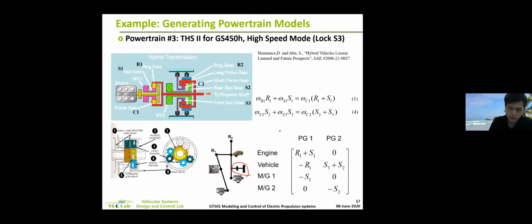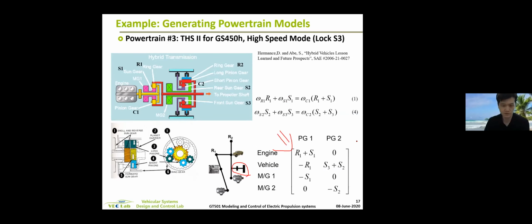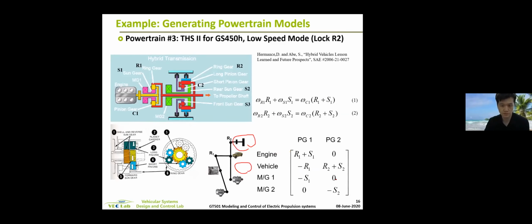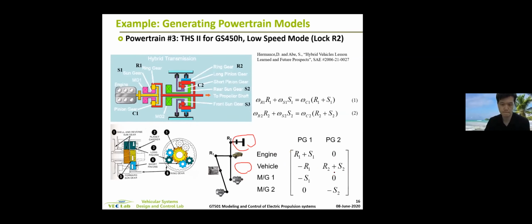And all you have to do is just derive this D matrix. Can you see the difference? So the only difference is that this value changes, because you're using a different gear ratio for the speed reduction gear, okay? But the rest stays the same, okay?